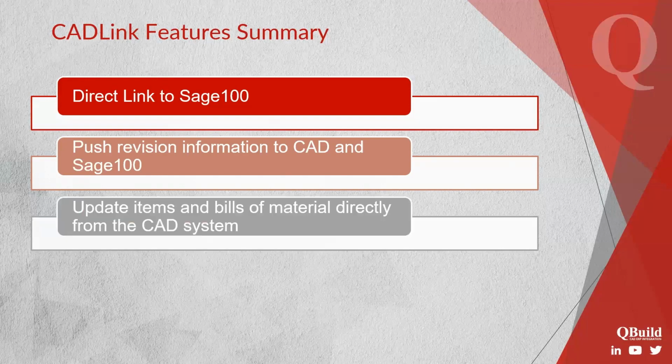And lastly, we saw how we can update items and bill of material information directly from our CAD system to Sage 100.